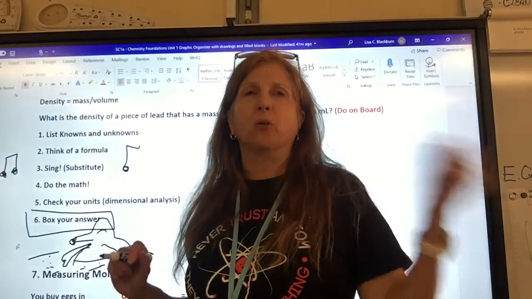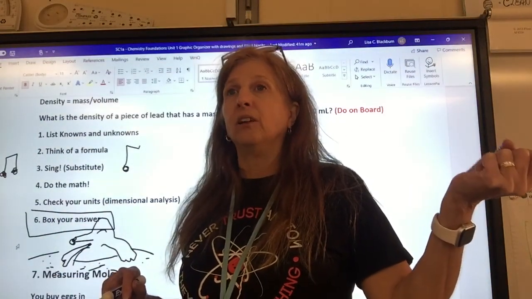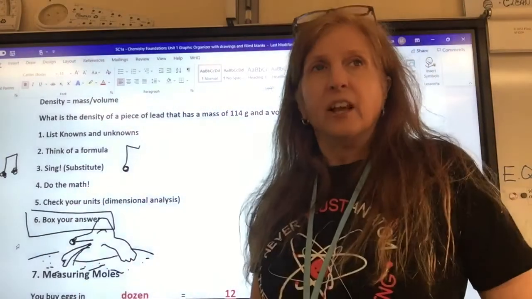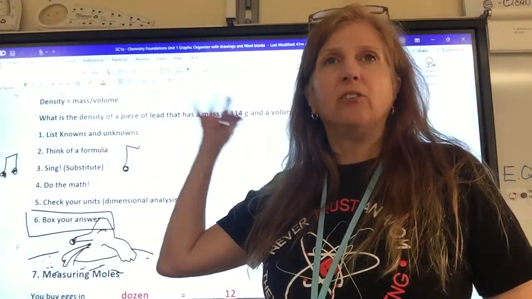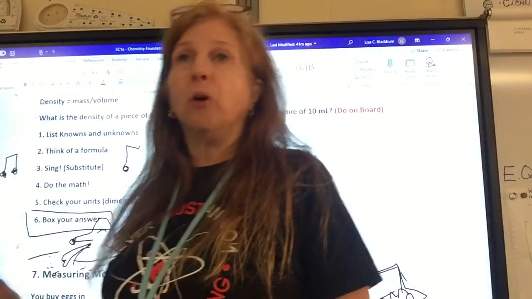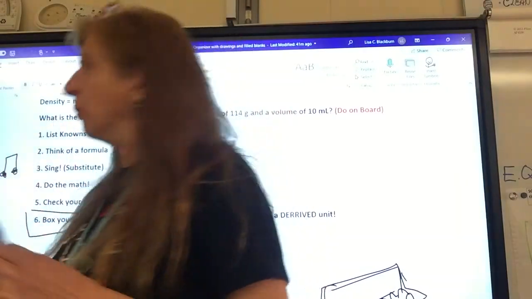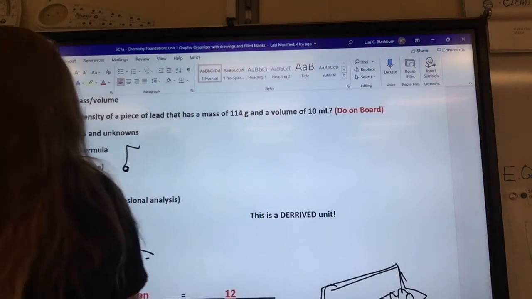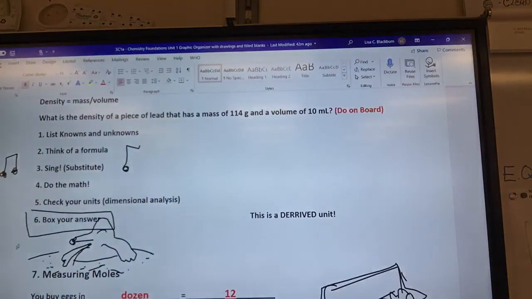Is it the math or the words? It's the words. If you get rid of all the words, then it's just easy math and you do it on your calculator. So what makes word problems hard is the words, so we want to get rid of the words. Now we've got rid of the words. This is much better. Now we think of a formula. The formula is density equals mass over volume.